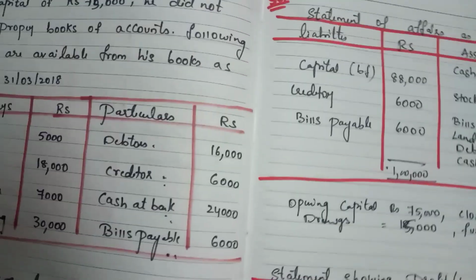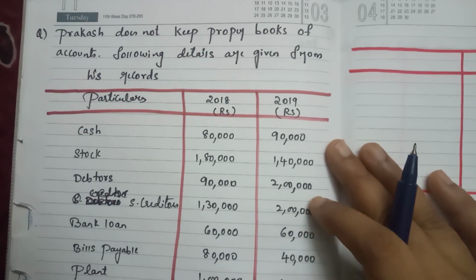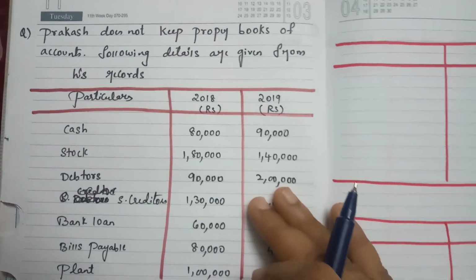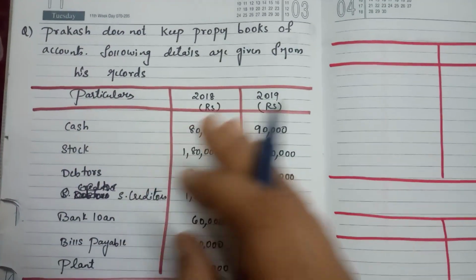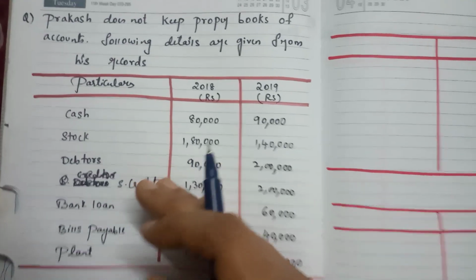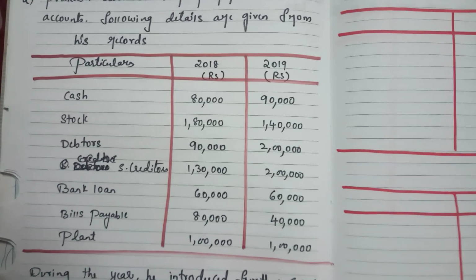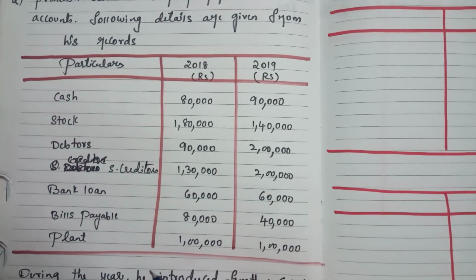Okay, so our next question is based on type 2. That is, they will not be giving opening capital and they will not be giving closing capital, but they give the information relating to opening capital as well as closing capital. Based on this information and other information, we have to find out the net profit or loss.